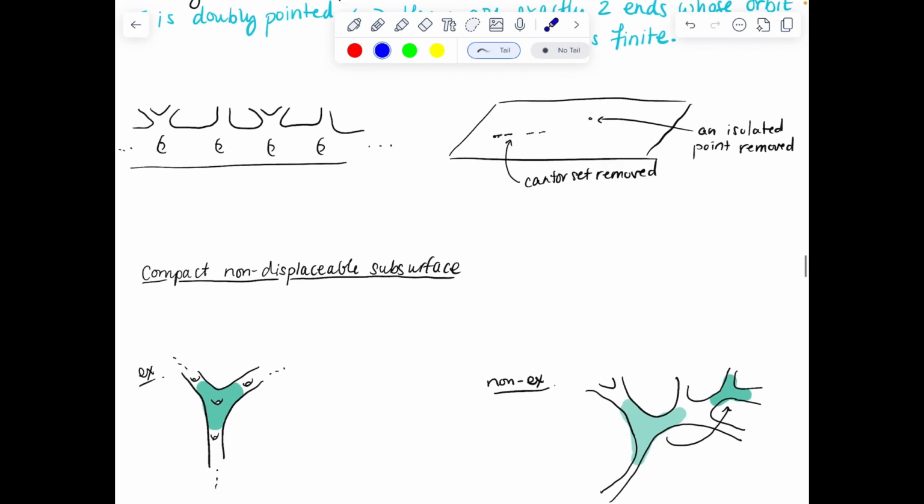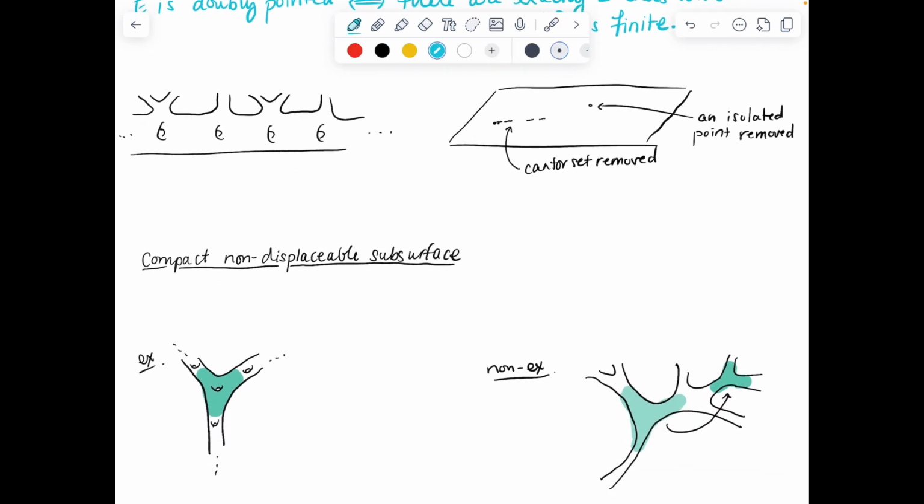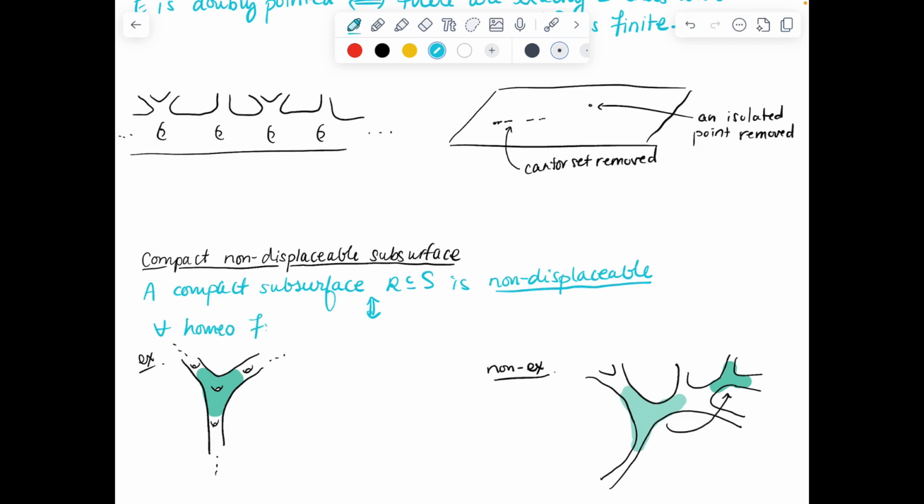Finally, we have the situation where the surface has a compact, non-displaceable subsurface. This generalizes the idea of having three ends. A compact subsurface R is non-displaceable if and only if, for every homeomorphism F from the surface to itself, F of R intersects R. So as I said before, the surface below and to the left, which has three ends, is an example because the green subsurface is not displaceable, whereas the light green subsurface on the right is displaceable because there's a homeomorphism moving it to the darker green subsurface.